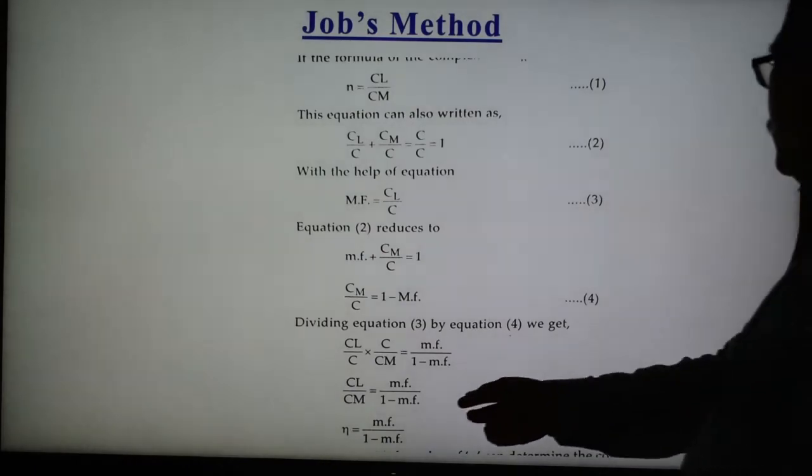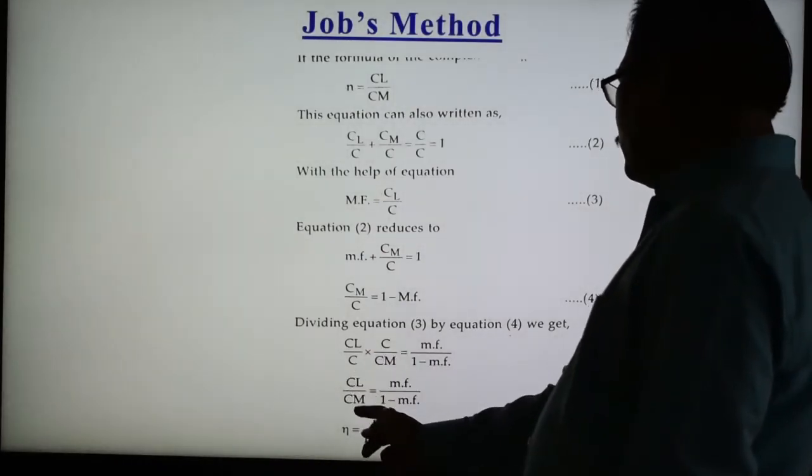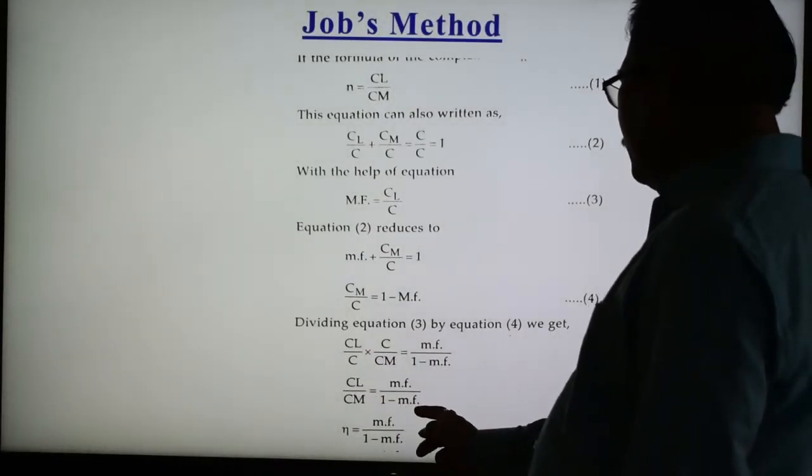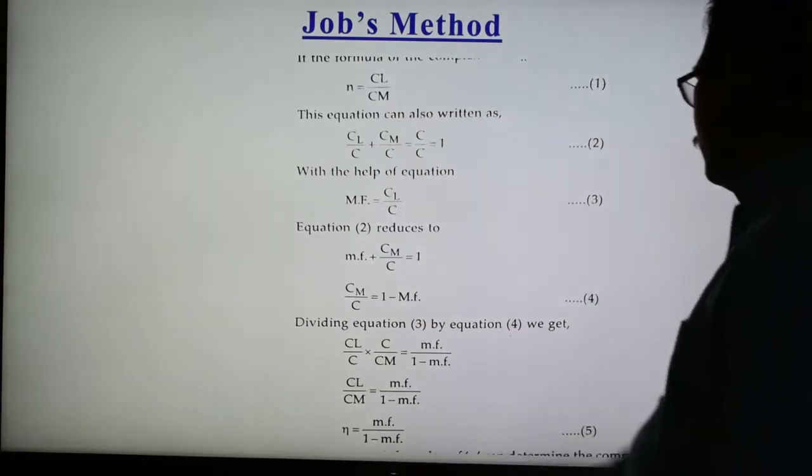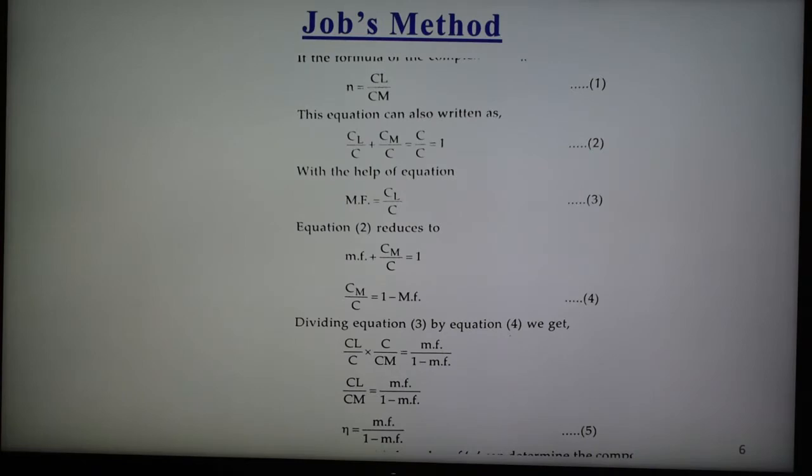After rearranging this, we obtain Cl upon Cm equals Mf upon 1 minus Mf. This is nothing but n, so n equals Mf upon 1 minus Mf; this is equation number 5. Equation number 5 is used to find the value of n, and n determines the composition of the complex. So we can determine the composition of the complex both graphically and by calculation.